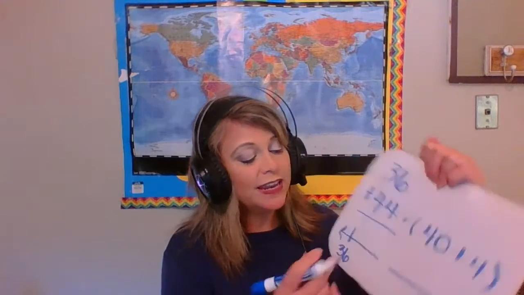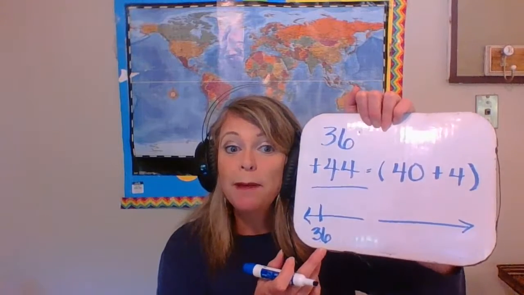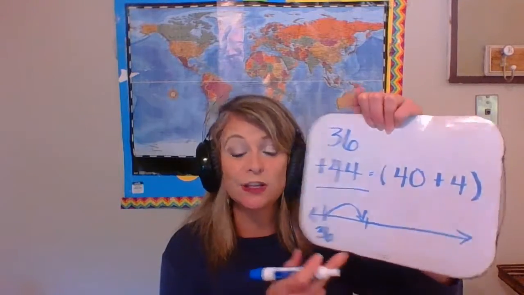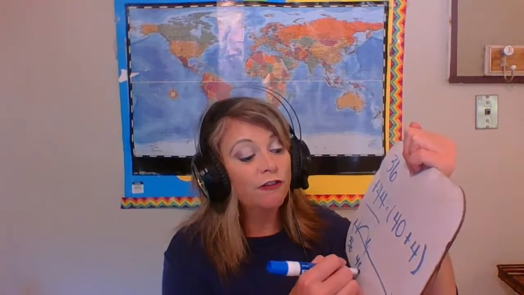So we're going to get to the nearest 10 first, okay? So we're going to jump up 44. So to get to the nearest 10, we would jump up from 36 up to the nearest 10 from 36. That would be how many? 40. So now we've jumped up 4. So we're done with that.